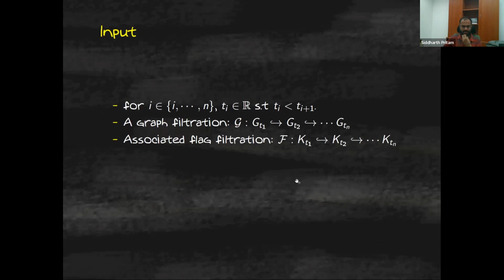So the setup is as follows. We have real numbers indexed by natural numbers, and t_i is less than t_{i+1}.